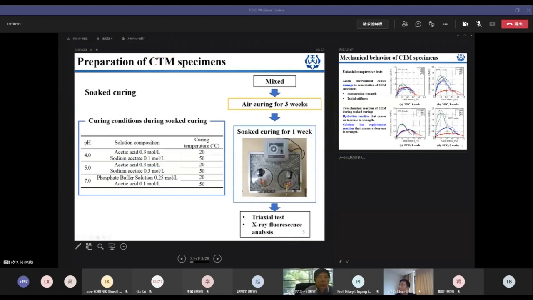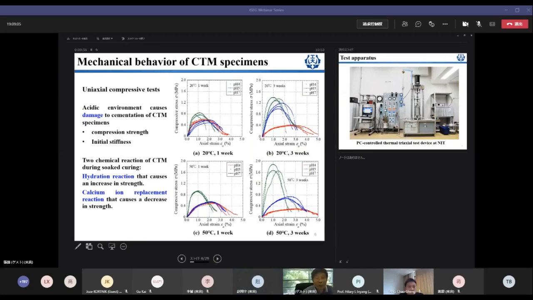And soaking curing, we also carry out soaking curings with different environments, pH values 4, 5, 7, at constant temperatures of 20 and 50 degrees, for 1 week and for 3 weeks. And before we conduct some accurate triaxial compression and creep tests, we at first conduct some uniaxial compression tests to mask which percentage of the cement is the best suited for the field observations.